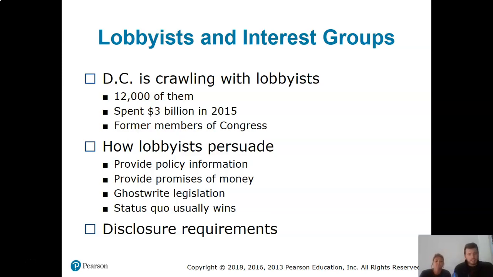Lobbyists persuade in a number of different ways. They can provide policy information, as I just mentioned. They can also provide promises of money. Interest groups influence Congress a lot with campaign donations. It is so expensive to run for office in this country, and so you need that money and those pledges in order to keep winning. They can also ghostwrite legislation.